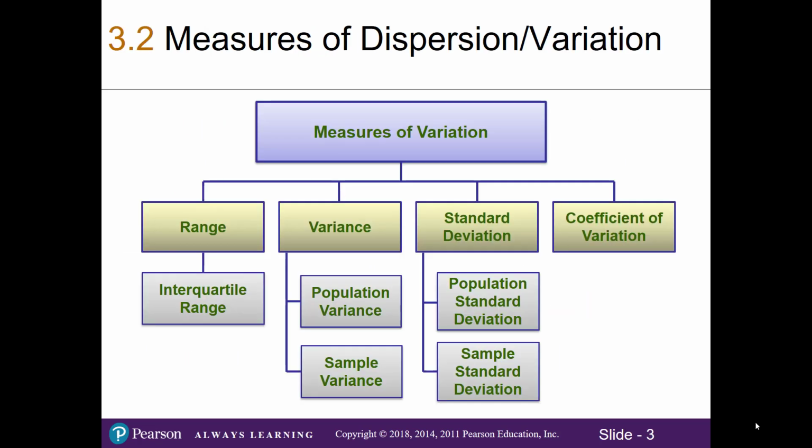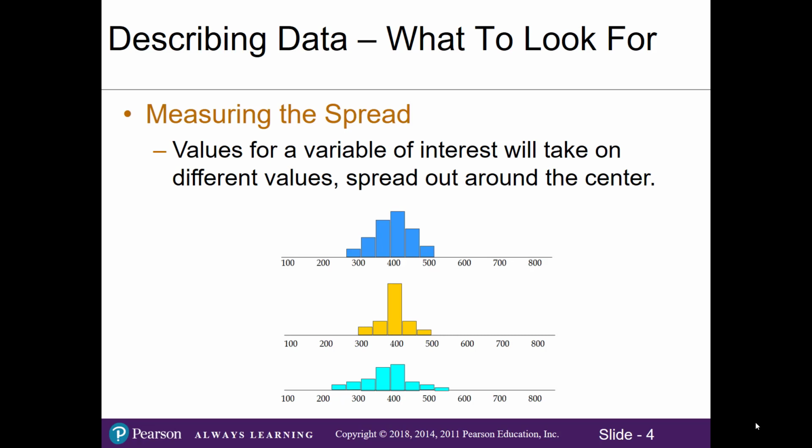So recall in the previous video, we discussed measures of center and location. In this video, we'll discuss the measures of dispersion and variation. So when we're describing data, we're actually looking for the spread. When we collect data, we'll notice that the values for our variable of interest will take on different values. And when we plot them, it spreads around the center. So we want to see how far the spread occurs.